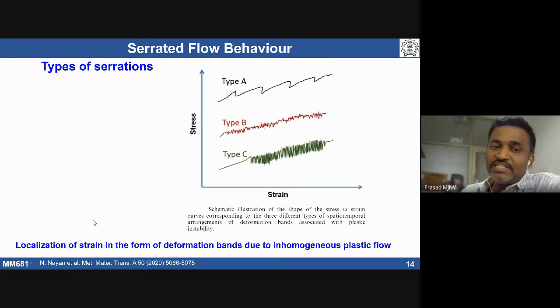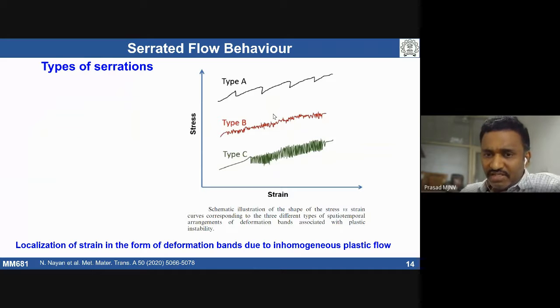So localization of strain in the form of deformation bands, due to inhomogeneous plastic flow, can give serrations in the material. The types of serrations depend on the alloying elements, the effect of concentration of alloying elements, and the combination of time, temperature, and strain rate. All those things can dictate what type of serrations are formed in the stress-strain curve of a material exhibiting dynamic strain aging.